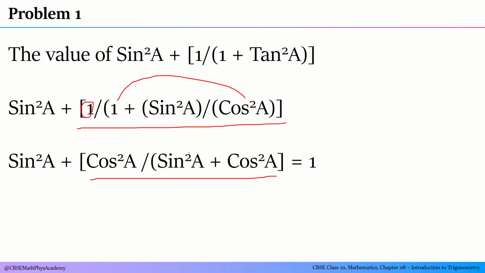And now you know sin square plus cos square is equal to 1. So this becomes 1. And after putting this 1, you are left with one more sin square plus cos square, which is also equal to 1. So you have the answer, the value is 1.